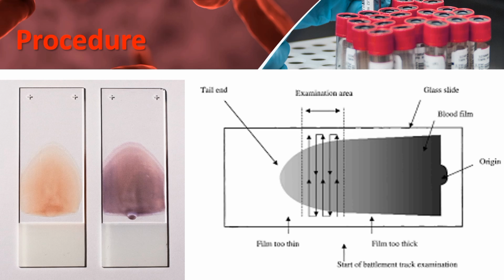Now look at these blood films. This is how a blood smear looks. This is the tail end, this is the head, and this is the body. Now look at this side. This is the examination area towards the tail end where you differentiate and count different types of white blood cells.